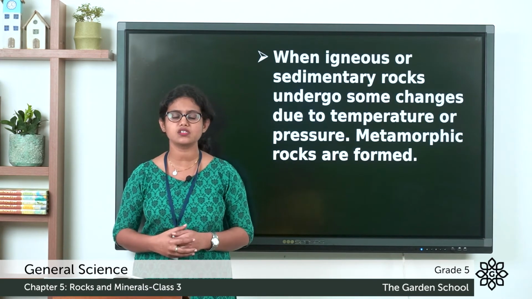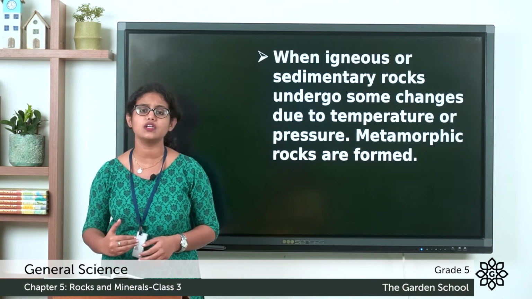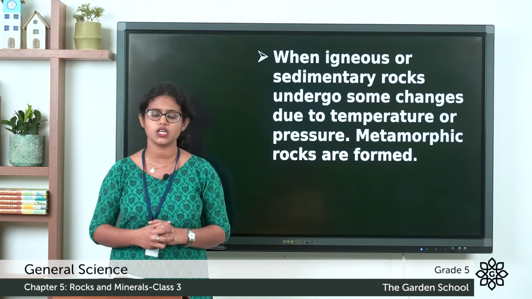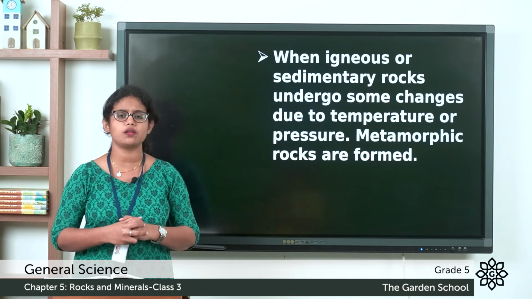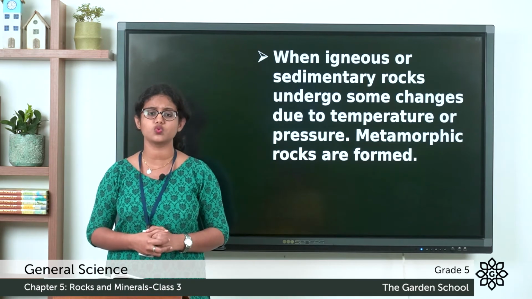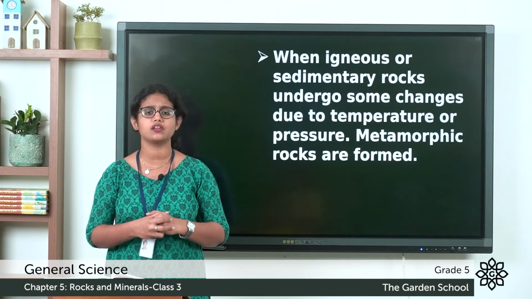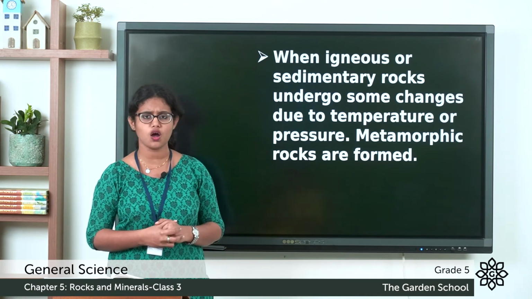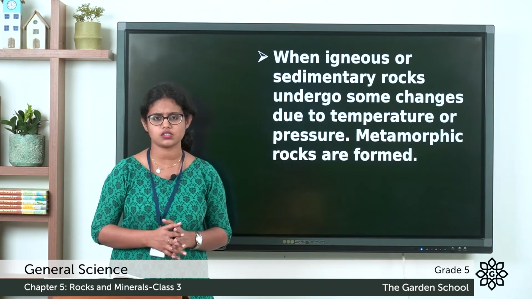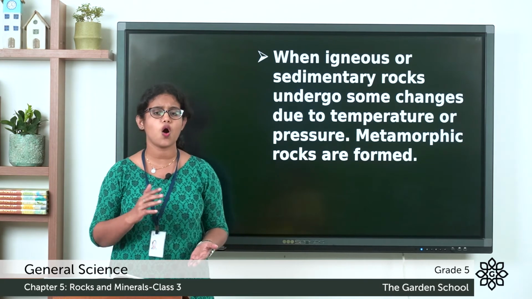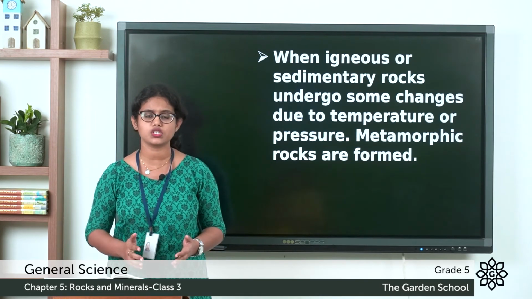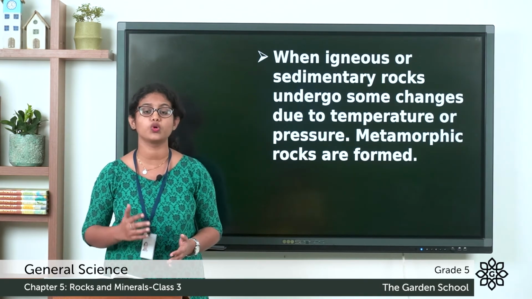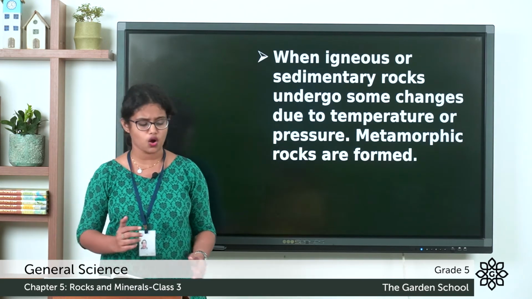When the igneous or the sedimentary rock is subjected to extreme heat under the Earth's surface and pressure from the surface rock, one of these rocks, either the sedimentary rock or the igneous rock, changes into another rock, which is the metamorphic rock.